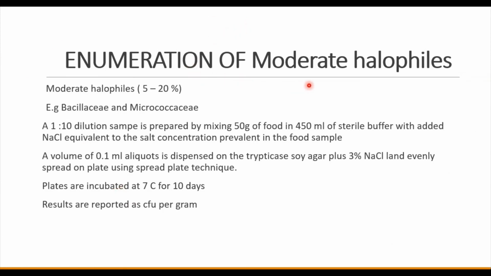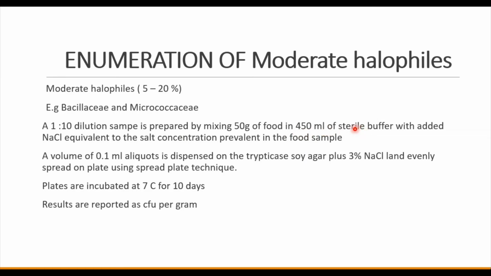Then how do we enumerate the moderate halophiles? That means the halophiles which grow at 5 to 20% salt concentration. Here a 1:10 dilution sample is prepared by mixing 50 grams of food in 450 ml of sterile buffer.